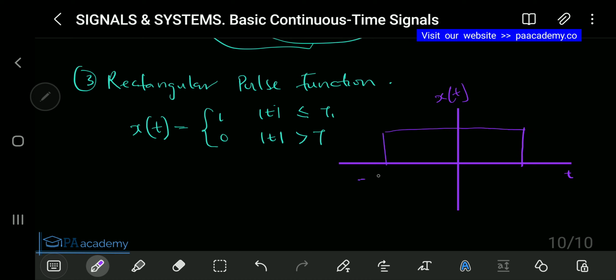So here this is going to be our minus t1, and this is going to be our t1. Here is our 0, and then here is our 1. So this is it for the rectangular pulse function. There's nothing really much in all of this that we are doing.